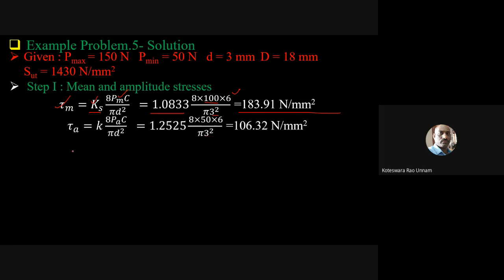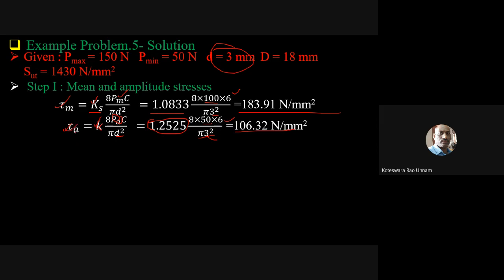Similarly, we will compute the amplitude stress also, that is tau A. Tau A formula is capital K into 8 into P_a C divided by pi d square. So we already calculated this capital K, which is 1.2525, into 8 into P_a, that is the amplitude load, which is nothing but 50 here, into 6 divided by pi d square. So d is 3 mm, which he has already given in the problem data. By substituting that, you will get 106.32 Newton per mm square as our amplitude stress.